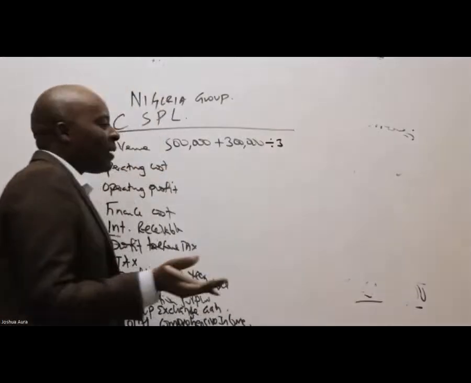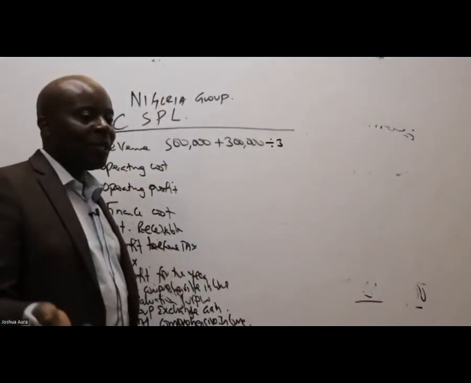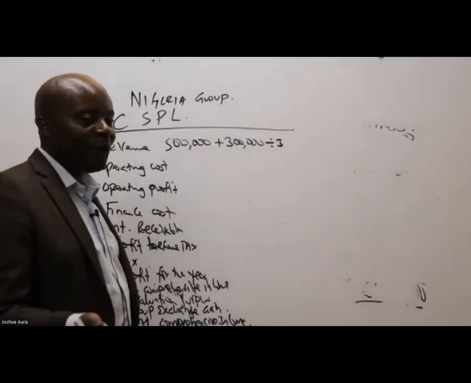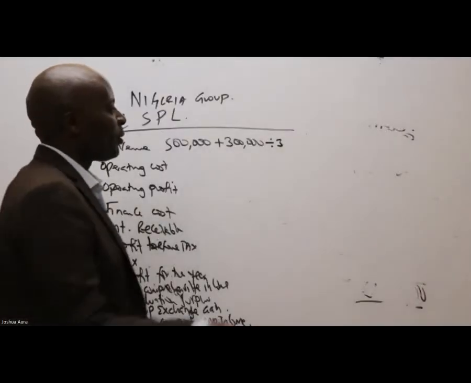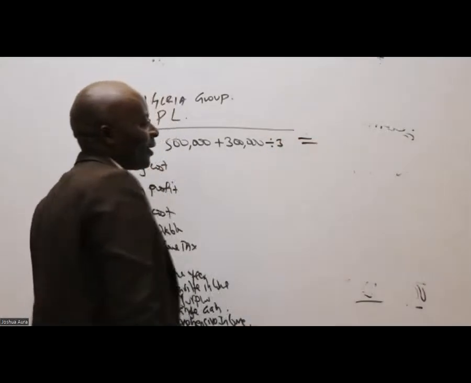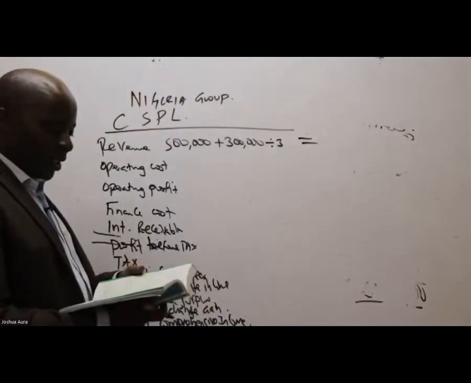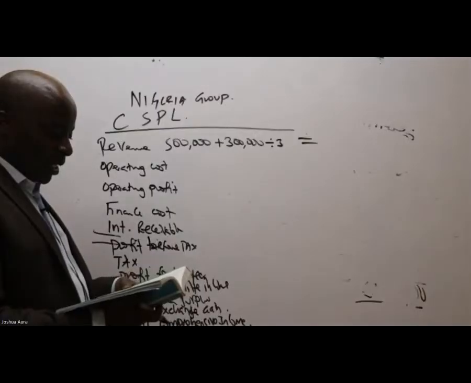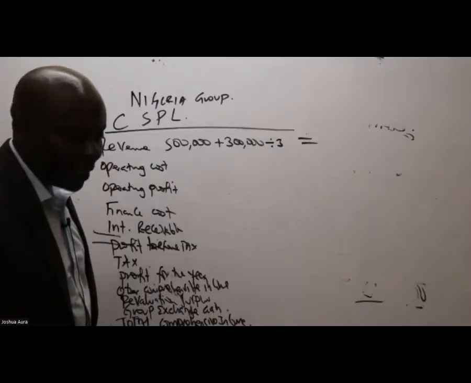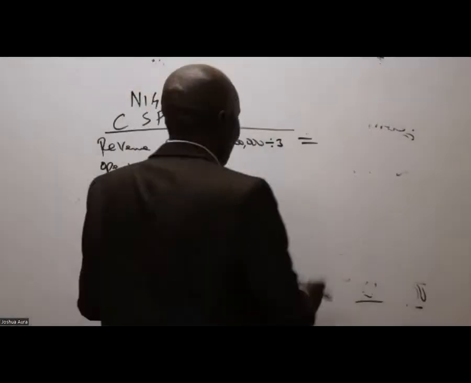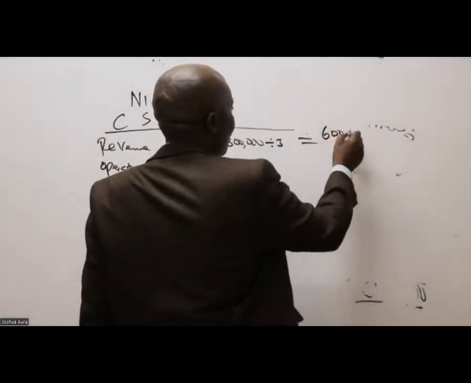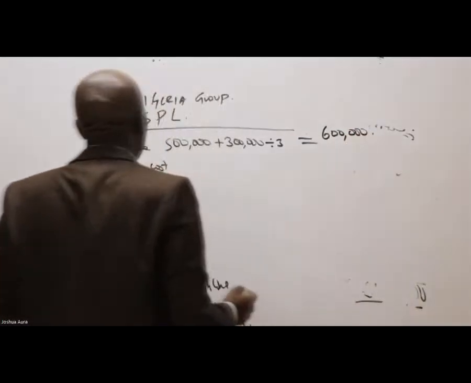Haya, unajua hii haina mambo. So hebu nipatie hapa figure. Tuone 500,000 plus 300,000 itakuja ngapi? Inakuja 600,000. 600,000. And then we have, ladies and gentlemen, operating cost.